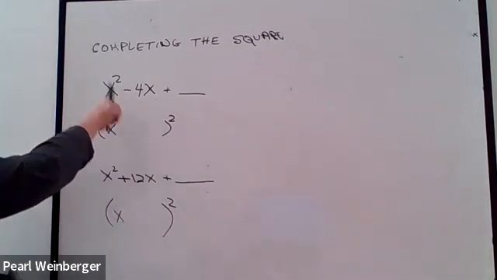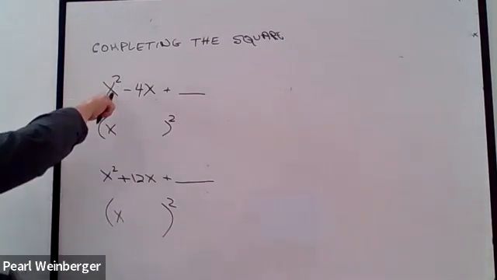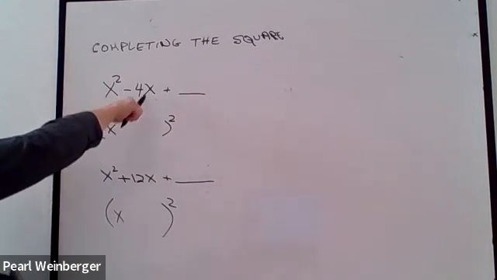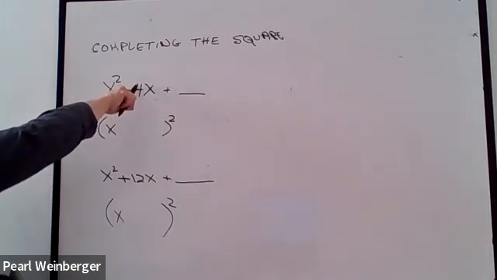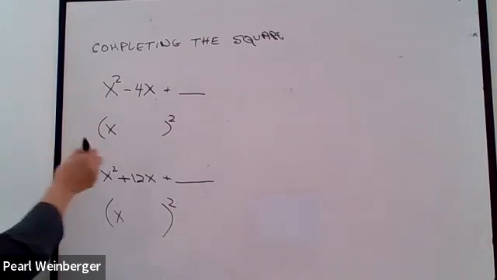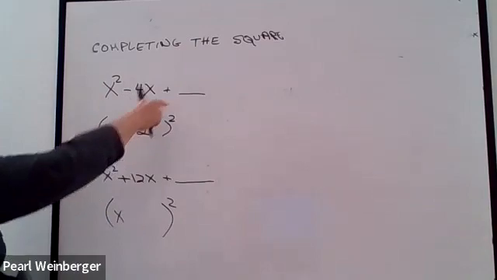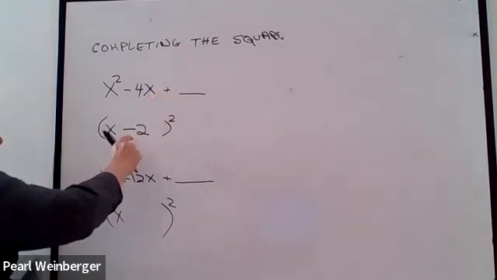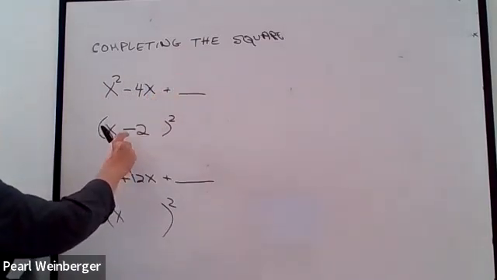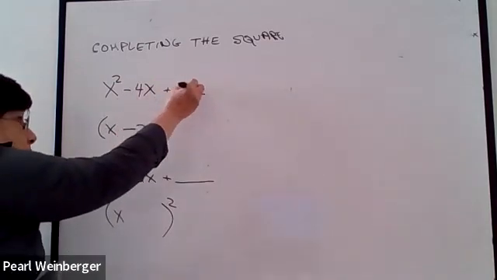Doing this first one. I know the first term is going to be x. The second number is -4, so what I have to do is divide it by 2. That'll give me -2. And to get the number to add at the end, I have to multiply this number by itself. -2 times -2 is +4.